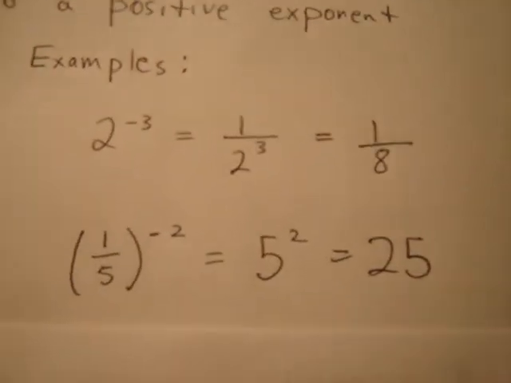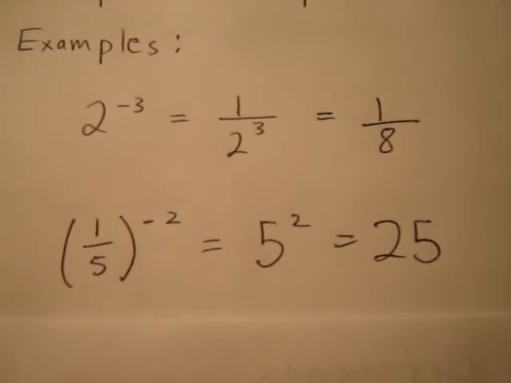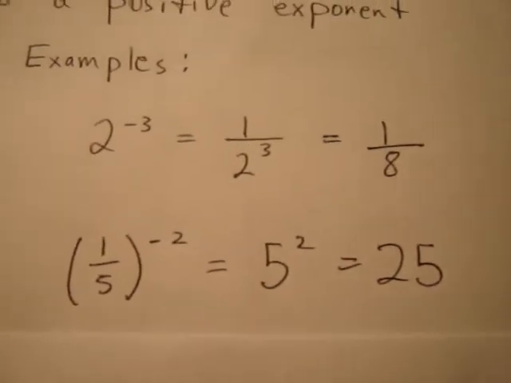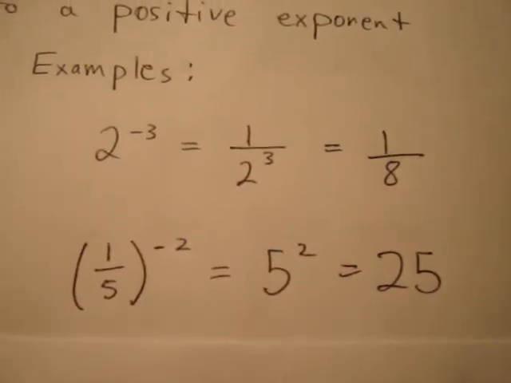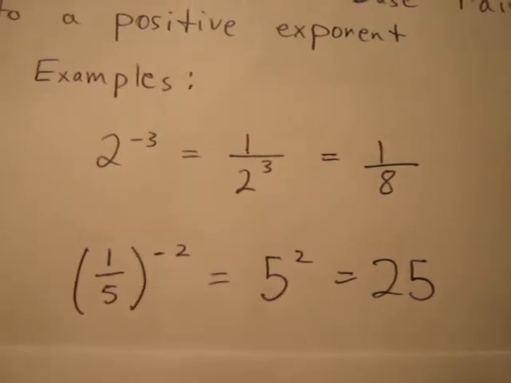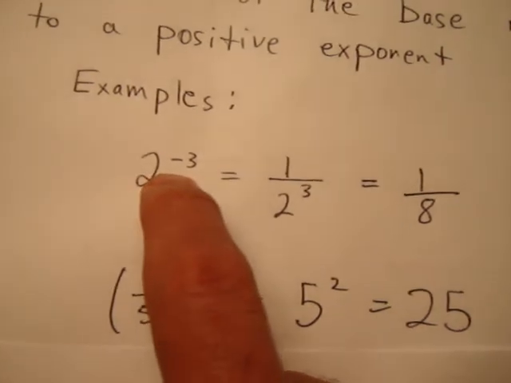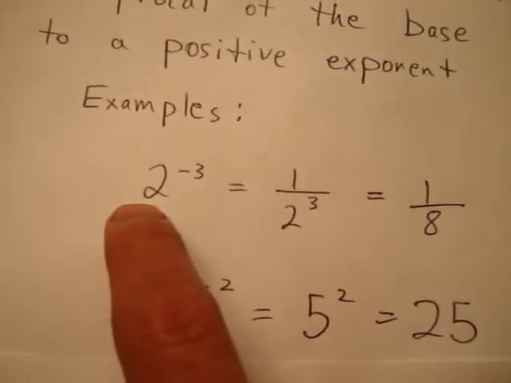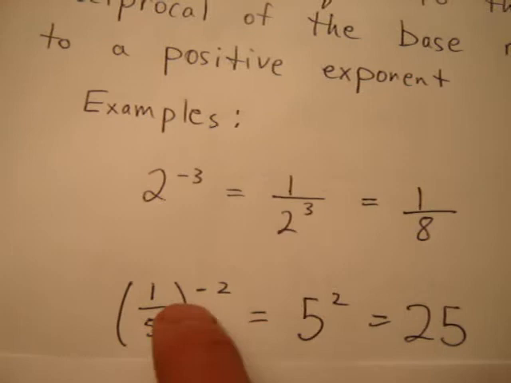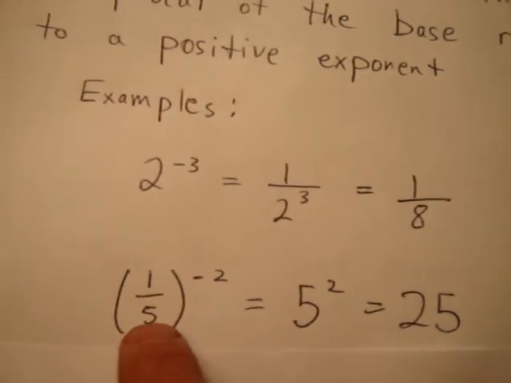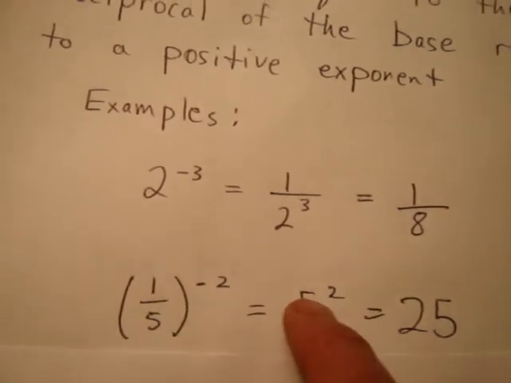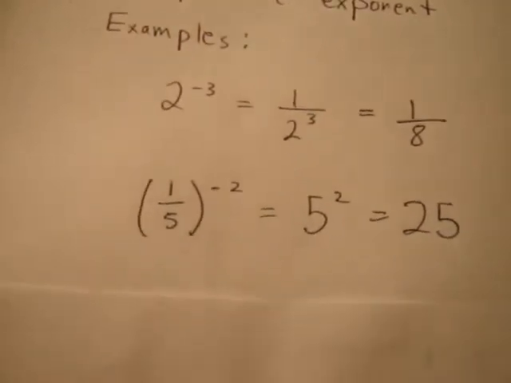Another example, 1 over 5 raised to the exponent negative 2 is equal to 5 raised to the exponent of 2, which is 25. So what we're saying is that if you have a negative exponent, simply take the reciprocal of your base, make the exponent positive. We have a negative exponent, so we take the reciprocal of our base, and now we have a positive exponent. This one takes some practice to get used to.